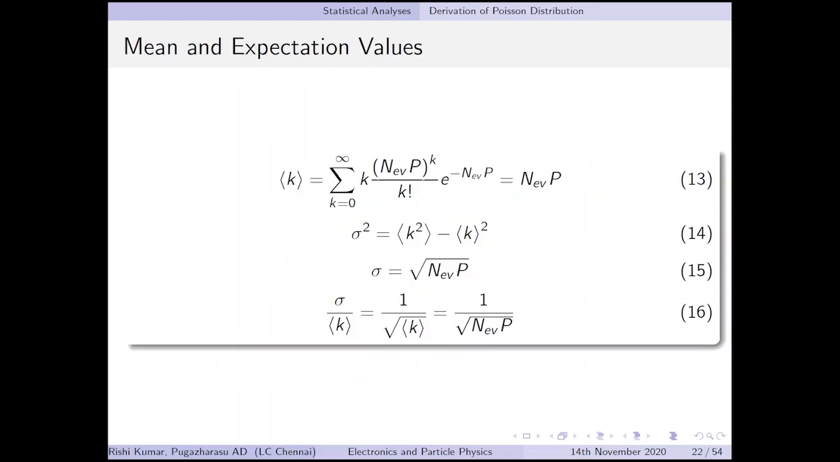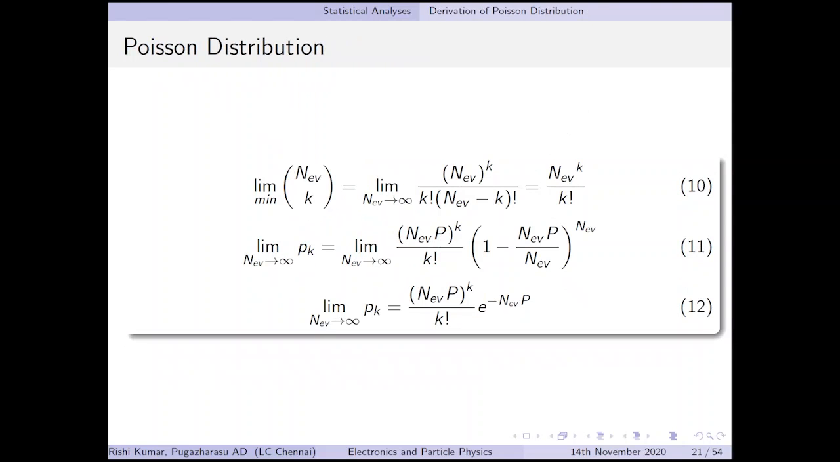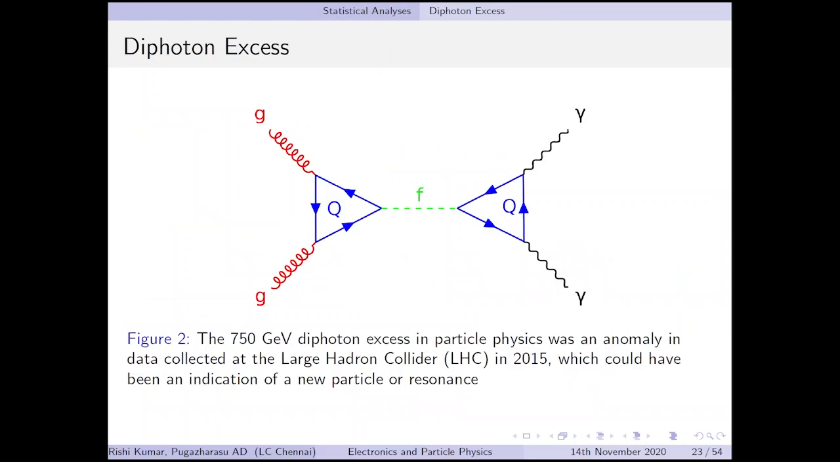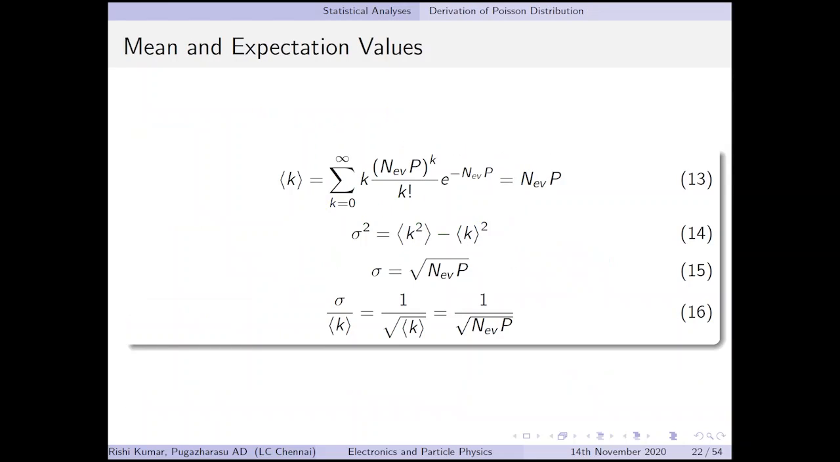So essentially it looks like a bell curve, right? And then what we also do there is the mean and expectation values, which is pretty simple. The expectation value of K is simply the number of events times the probability. And the sigma squared right here, sigma being our standard deviation. So sigma is just the root of the number of events times p, which is the probability.